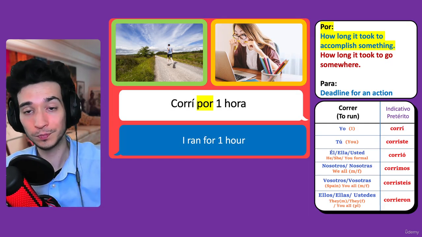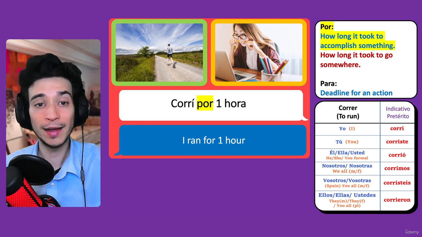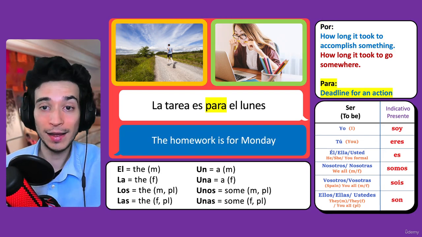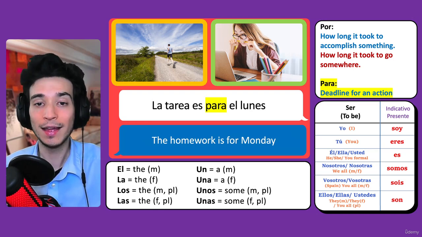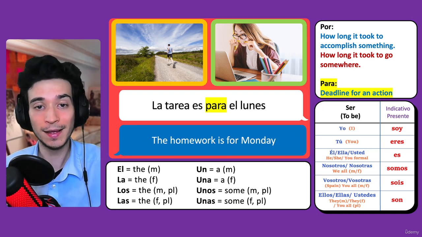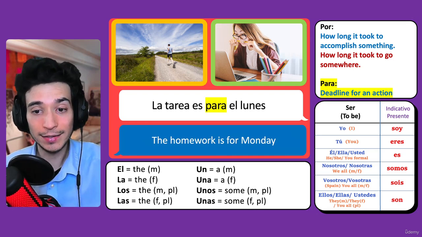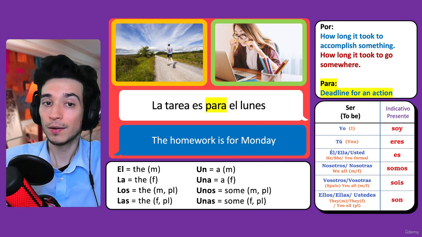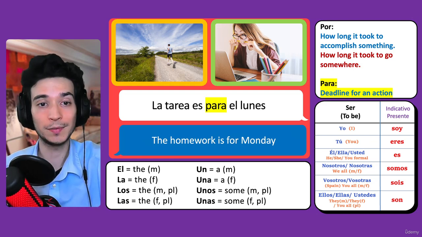Okay, one example. Corrí por una hora. I ran for 1 hour. Corrí por una hora. For 1 hour. Por una hora. And another one related to deadline. La tarea es para el lunes. The homework is for Monday. Or it's due on Monday. Es para el lunes, for Monday.